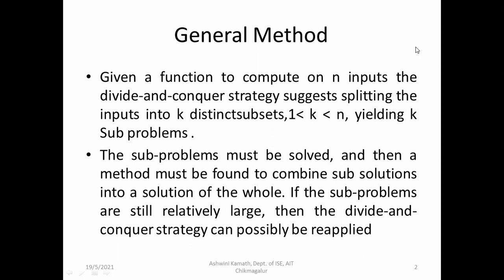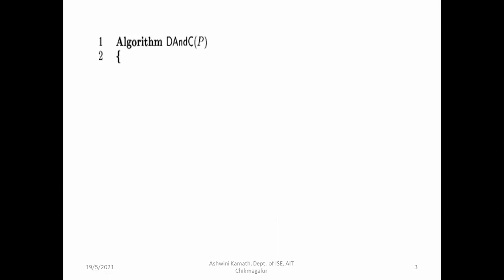Usually for only one or two algorithms you get multiple solutions, but usually we'll get only one solution. When you have multiple solutions, then we have to find a strategy to combine them again. If you think a subproblem is still larger, then the divide and conquer strategy can be reapplied to those subproblems. So this is the general algorithm for divide and conquer.